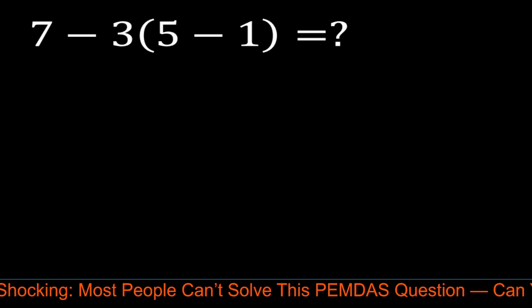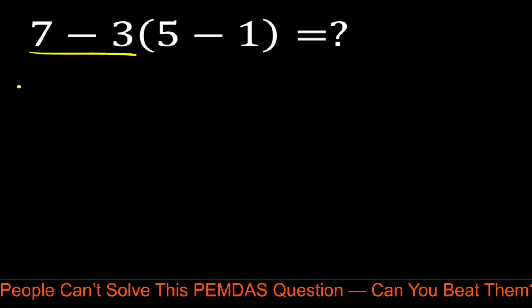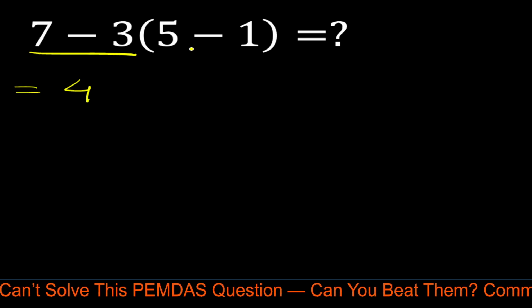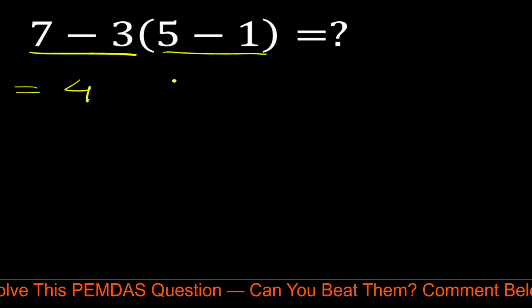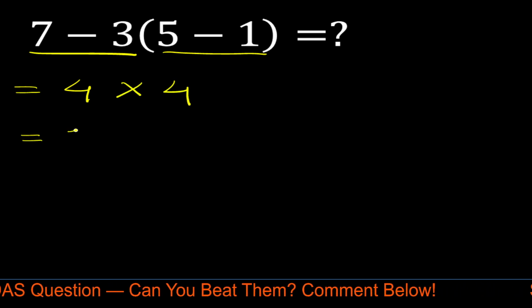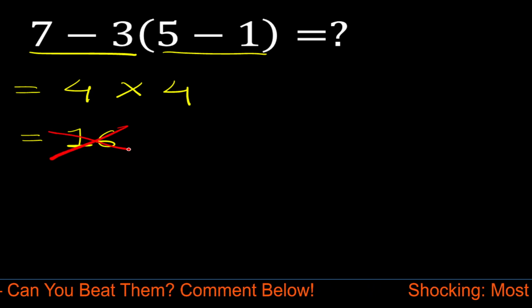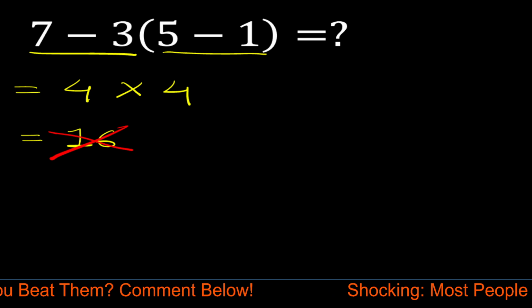So most people solve this question like 7 minus 3 is equal to 4, right? Then 5 minus 1 is also equal to 4. Now 4 times 4 is equal to 16, right? But this answer is not correct. This answer is completely wrong.